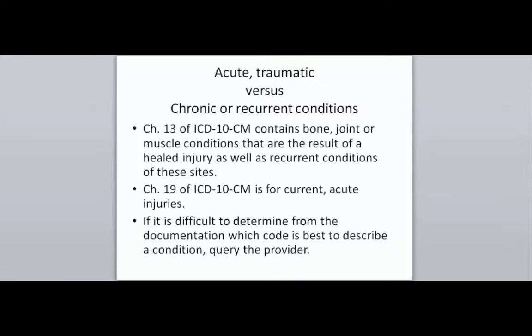You're going to look for terms like old injury or current injury, because that is going to really help you know which chapter in the ICD-10 codebook you're going to be looking at. If you cannot tell from your documentation if it's an old or a new injury, that's when you're going to have to do a query and just ask the provider which it is.